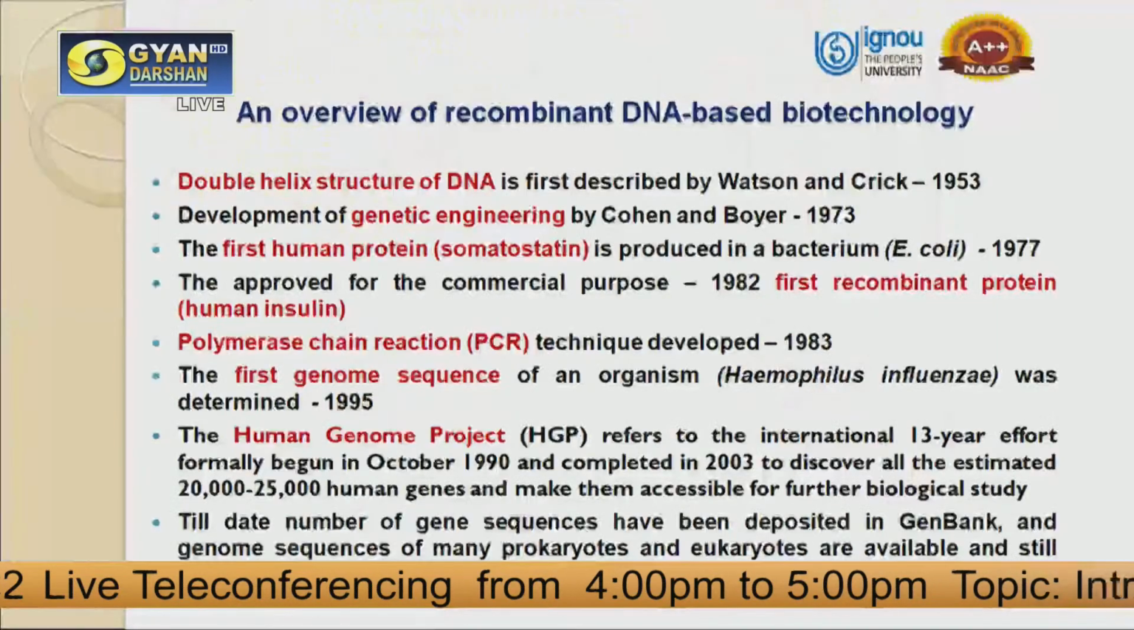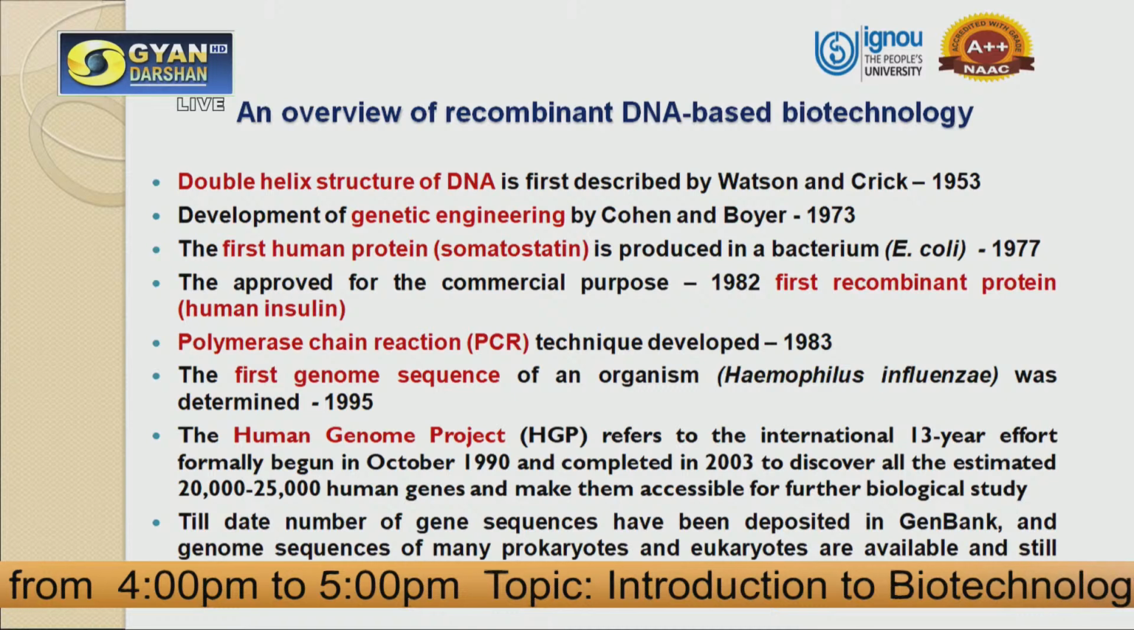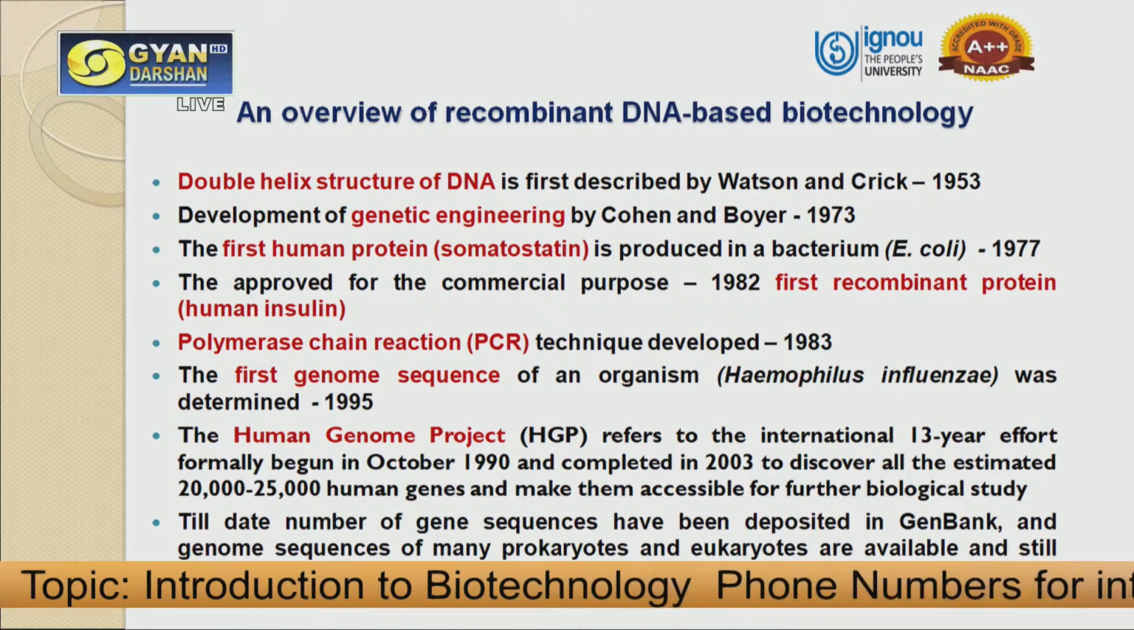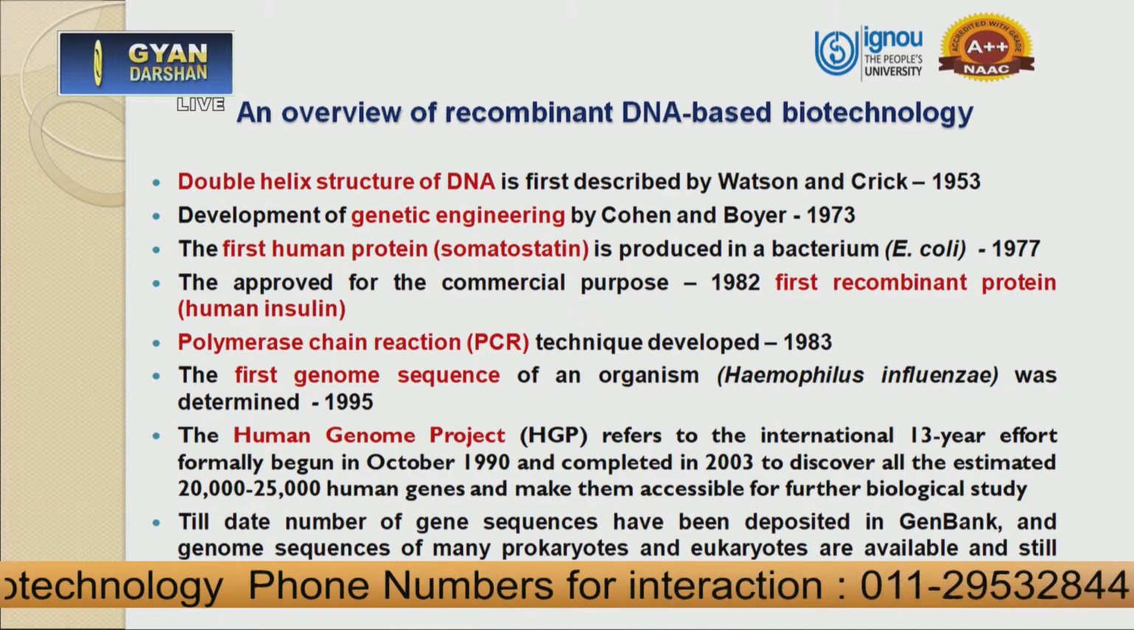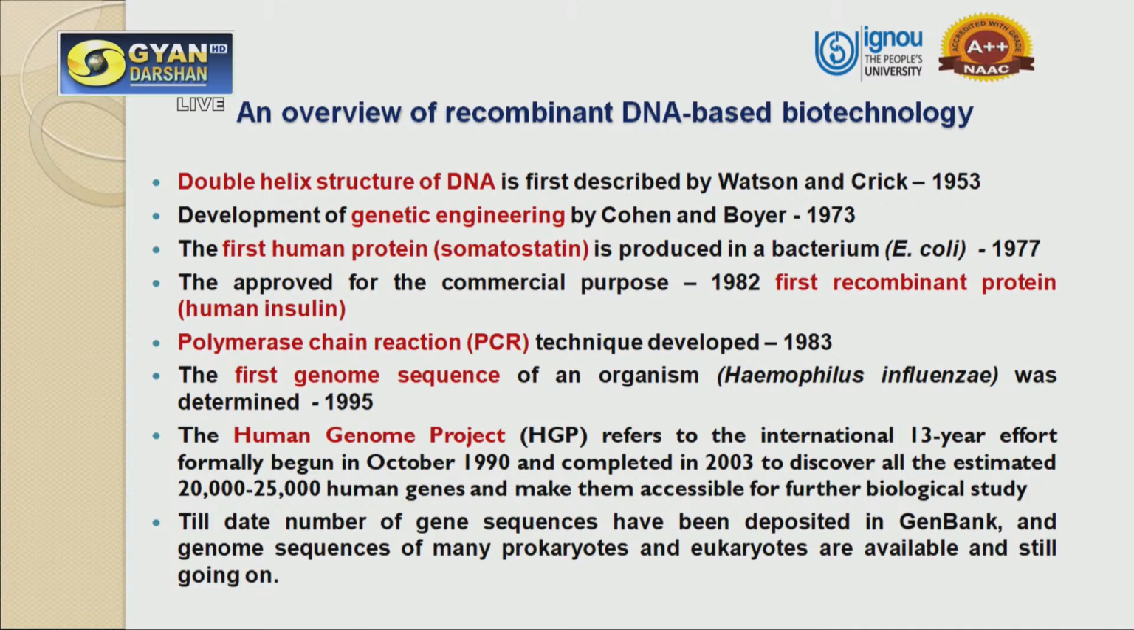So, if I have to summarize the overview of recombinant DNA technology and the major inventions or discoveries which laid the foundation of this technology, it should start with the description of the double helix structure of DNA by Watson and Crick in 1953, followed by development of the genetic engineering technique by Cohen and Boyer in 1973. Then the first human protein, somatostatin, was produced in a bacterium called E. coli in 1977. The first commercial use of a protein, that is human insulin, was given permission in 1982. A very important technique, polymerase chain reaction, in short PCR, was also developed in 1983.